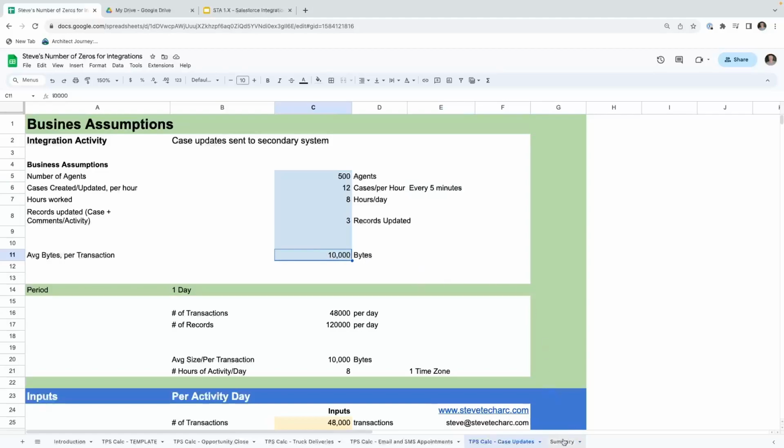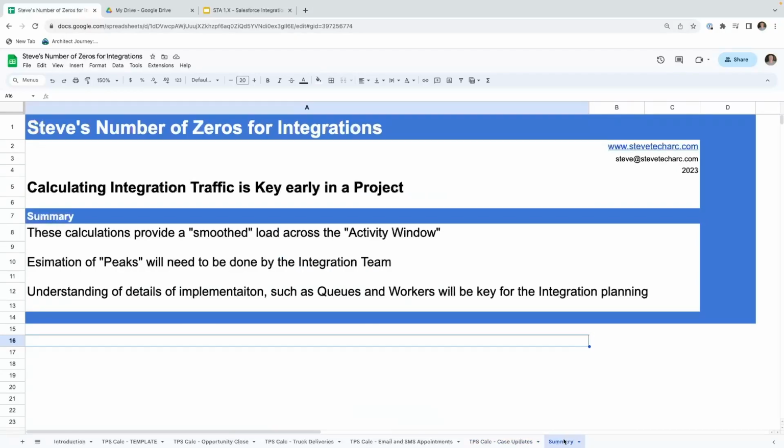So as we summarize, what you're going to need to do is calculating integration traffic is key early in the project. Making sure you're following in Salesforce, you want to make sure you're not going to exceed limits. Talking about integration components, you're going to need to scale the appropriate components. And this comes out with a smooth load across what I call the activity window. Estimation of peak, meaning like if within your 8 hours, there's a burst when there's a higher activity, will need to be done by the integration team. They can dive into that. And understanding the details of the implementation, such as queues and workers, will be key for the integration.